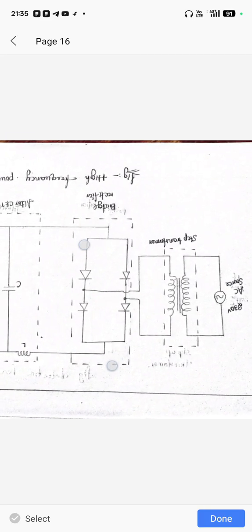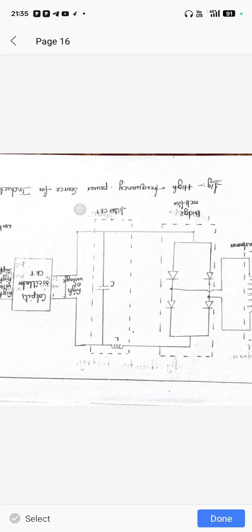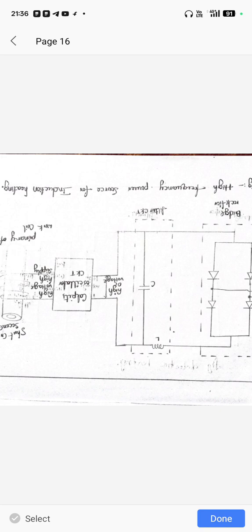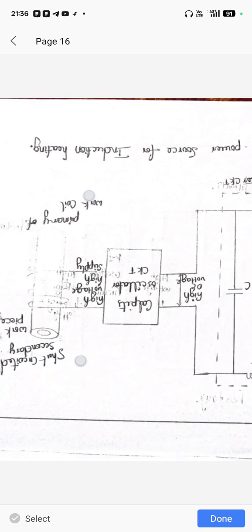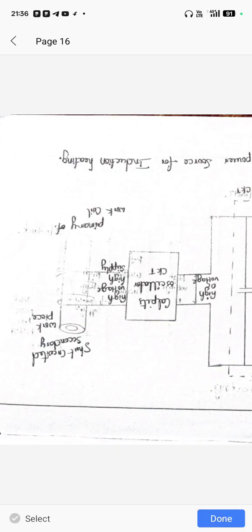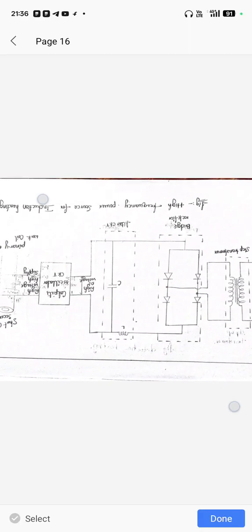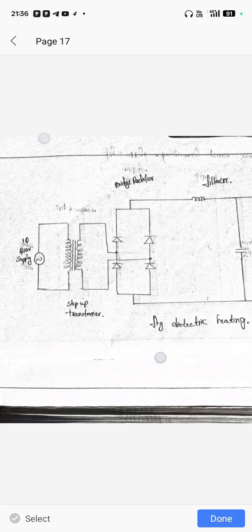230 volts AC, step up transformer, bridge rectifier, filter circuit, high voltage DC, Colpitts oscillator, high voltage high frequency supply, primary of work coil, short circuited secondary workpiece, high frequency power source of induction heating. And the next one is visible: 230 volts supply, step up transformer, bridge rectifier, filter, dielectric heating, high voltage.